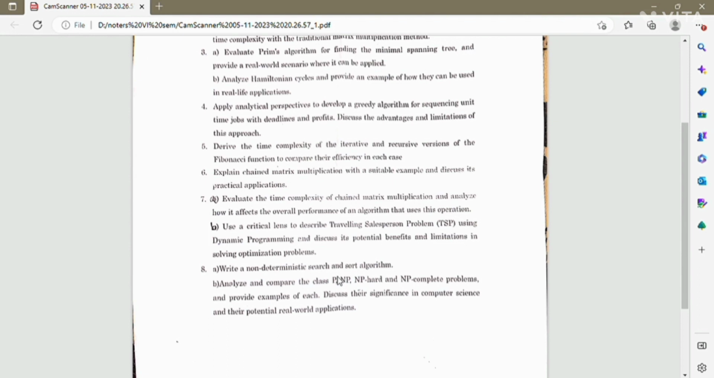Next question. Use a critical lens to describe the traveling salesman problem using dynamic programming and discuss its potential benefit and limitation in solving optimization problems. The traveling salesman problem is a graph computational problem where a salesman needs to visit all cities in a list just once and the distances between all these cities are known. The solution that is needed for this problem is the shortest possible route in which the salesman visits all the cities and returns to the origin city.